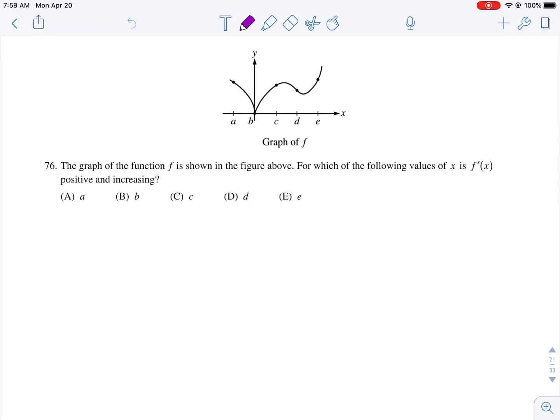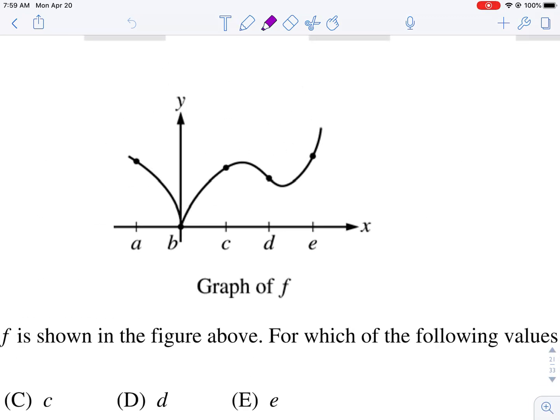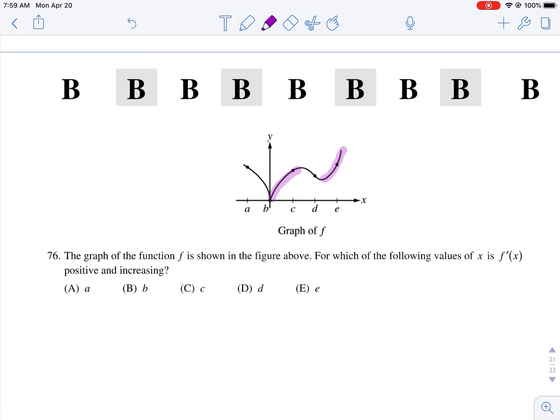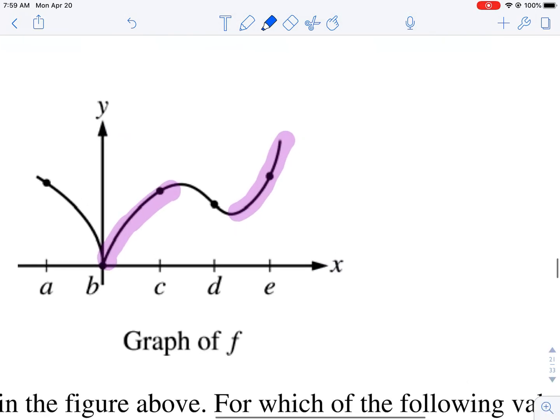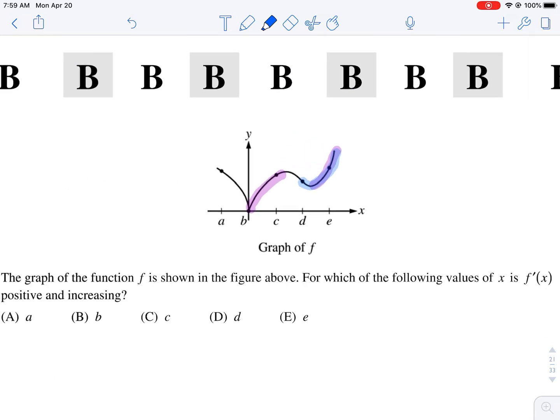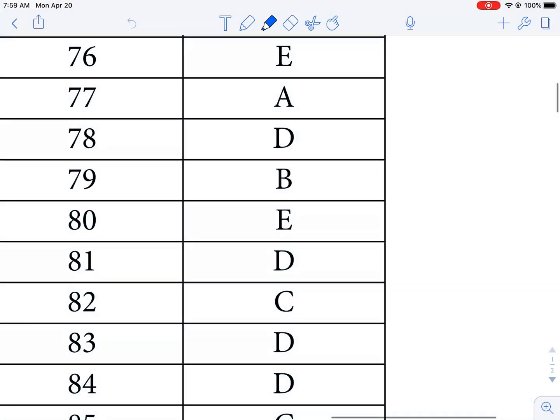So f prime is positive, means f is increasing. So f is increasing from here to there and from there to there. And then f prime increasing is the definition of concave up. So it's concave up from approximately there to there. So at what point are both of those things occurring? And the answer is E.